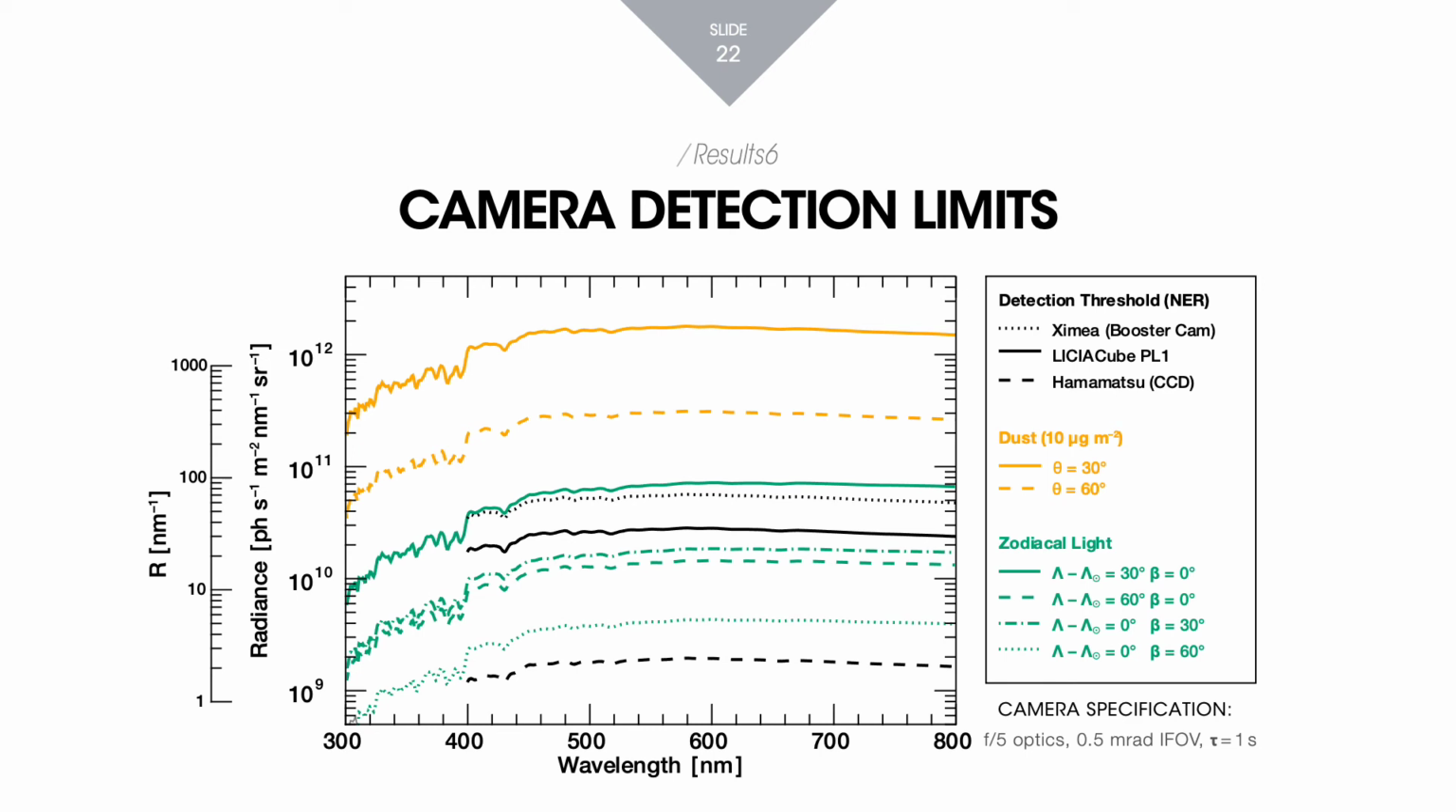All 3 conceptual cameras are capable of measuring modest amounts of lofted dust in short integration times. In other words, the black detection thresholds lie below orange dust radiances. Additionally, there is some sensitivity to zodiacal light, so it could potentially be useful as a periodic calibration source. We can increase the integration time to increase sensitivity to the zodiacal light.